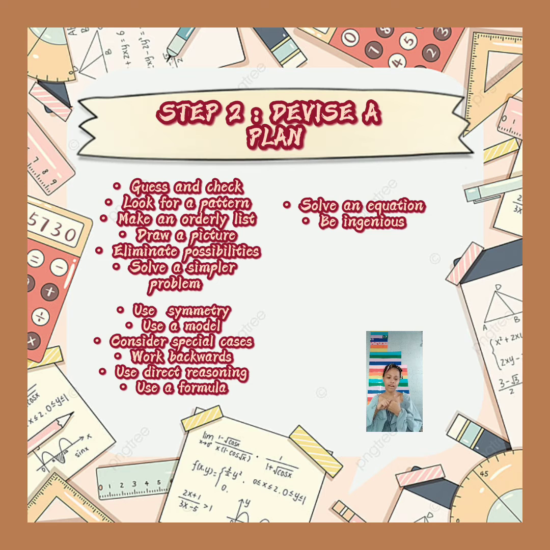So, we have to guess and check, look for a pattern, make an orderly list, draw a picture, eliminate possibilities, solve a simpler problem, use symmetry, use a model, consider special cases, work backwards, use direct reasoning, and use a formula. Then we have to solve an equation, and lastly, be ingenious.